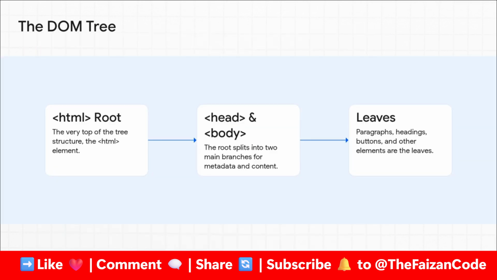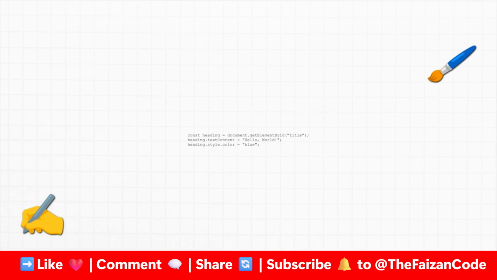So I want you to imagine your entire HTML page as a family tree. At the very, very top, you've got the root. That's your HTML element. That root splits into two big branches, the head and the body. And hanging off those branches are all the little leaves, your paragraphs, your headings, your buttons, every single thing you see on the page. So how does JavaScript use this tree?